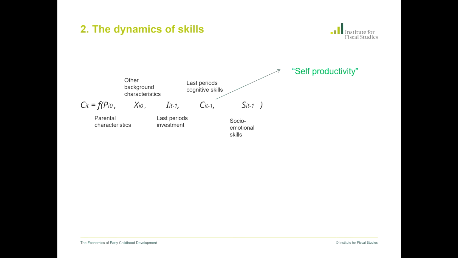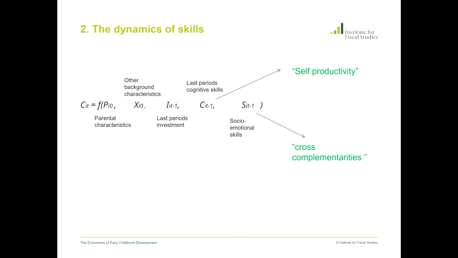The second is this cross-complementarity. So for example, if I'm more motivated yesterday, which would be an example of a social-emotional skill, maybe I'm just better at learning. Maybe it's meant that I've finished my homework, etc. So skills can be complementary.